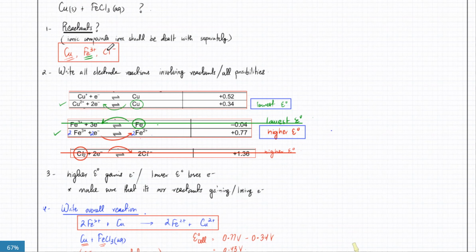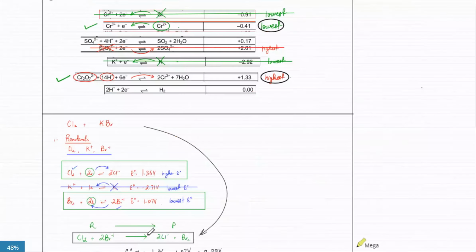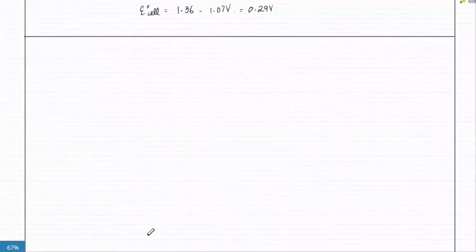Out of these, see who's going to gain or lose electrons, and then pick the higher E naught and the lower E naught. But you have to make sure that it's one of your reactants that is gaining or losing electrons. If it's not your reactants, just remove that equation. Don't use that equation. And then at the end of the day, write the overall reaction or calculate the E naught cell. So you're going to do the same thing, but now we're going to move towards a slightly more difficult thing.